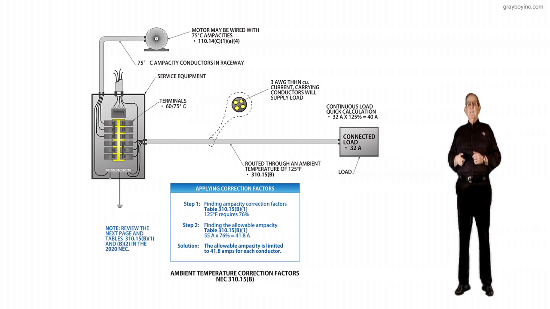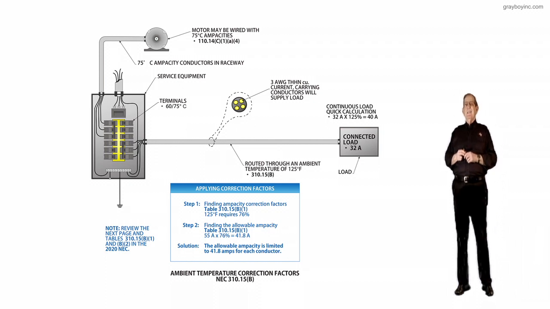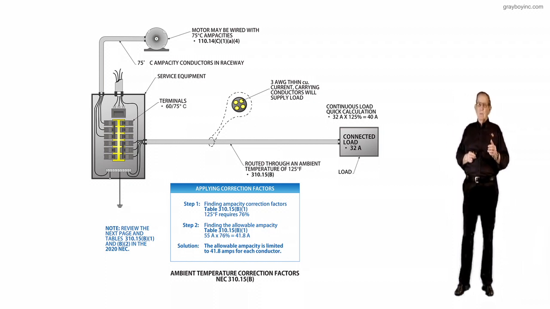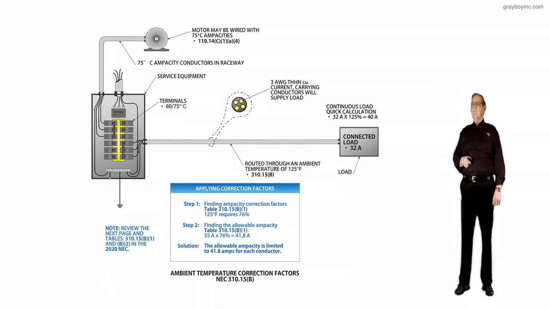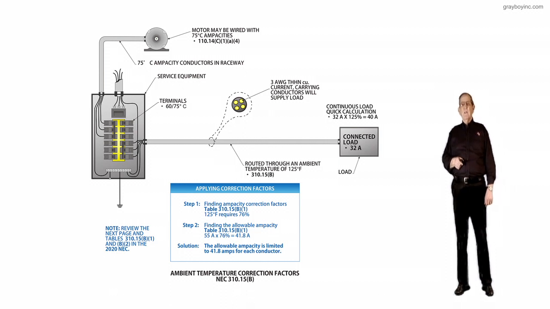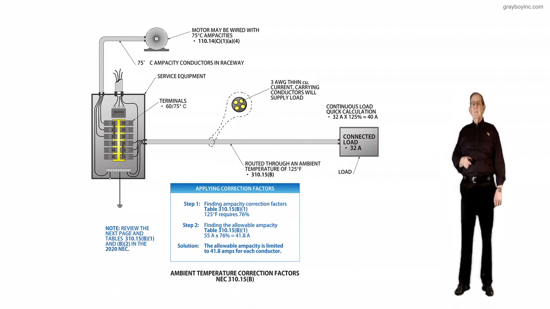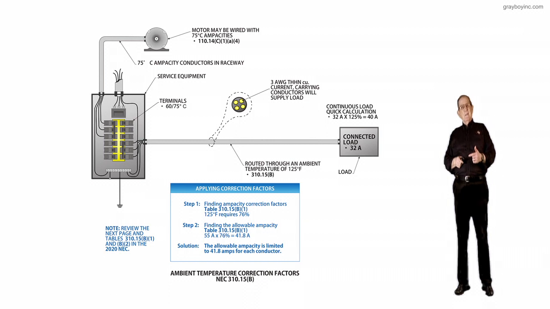Now, you notice in the note it says review the next page and Tables 310.15(B)(1) and (B)(2) in the 2020 NEC to get a handle on what's required here. So step 1, let's review that table. 125 degrees Fahrenheit per this table, 76% derate. Now, if you route it through there more than 10% of the run, you're in trouble. So you reroute it if possible.